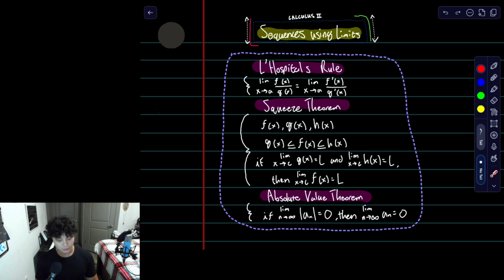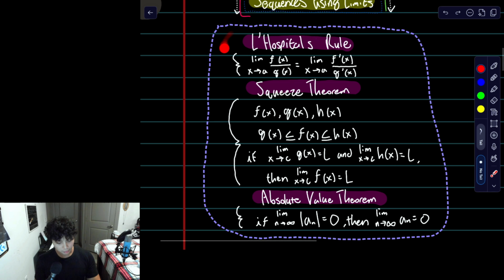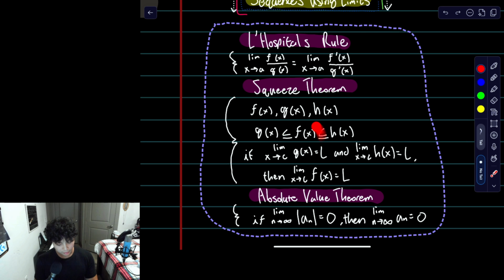Today's topic in Calculus 2 is going to be sequences using limits, and we are going to go over 3 techniques. One being L'Hopital's rule, where when you have a limit, you take the derivative of the numerator and the denominator.